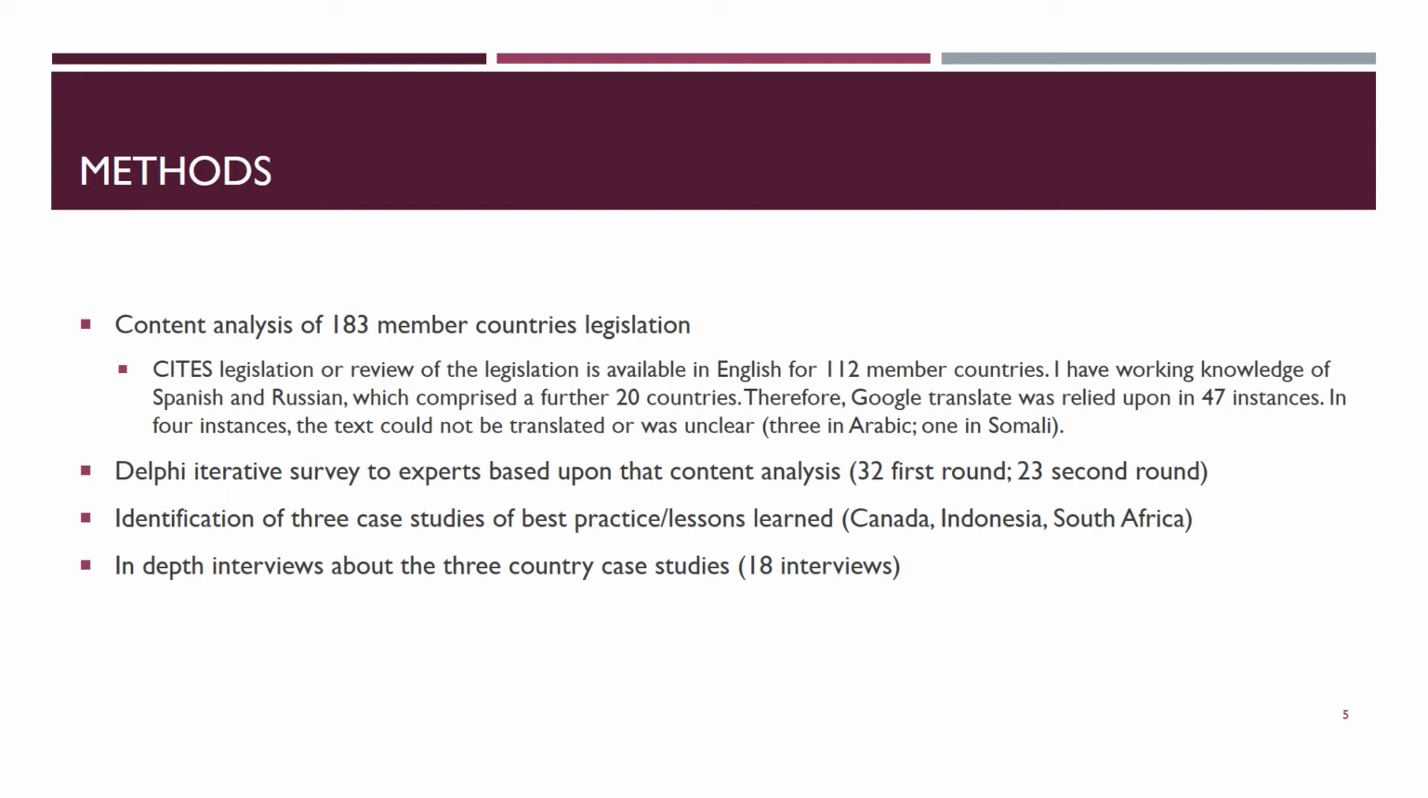This type of survey is very intensive, very long, and thus usually has a much lower response rate. In the first round, I had 32 government, academic, charity, and other participants. The idea of the Delphi iterative survey is that you then take the findings from the first round and draft further follow-up questions for the second round and send them out again to the same participants or new participants. And in this case, I had 23 participants in the second round.